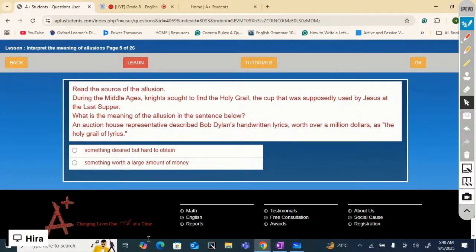Well, if you read this allusion, knights sought to find the Holy Grail, the cup that was supposedly used by Jesus. So, if something is called the Holy Grail of lyrics, would it be something desired but hard to obtain?